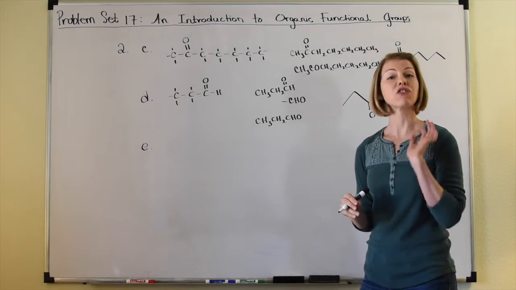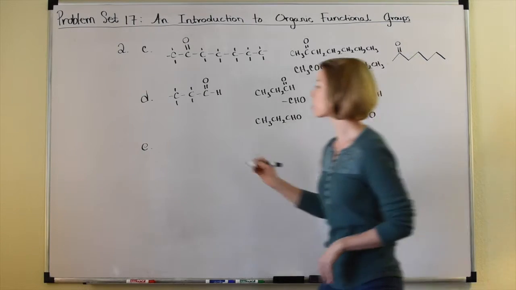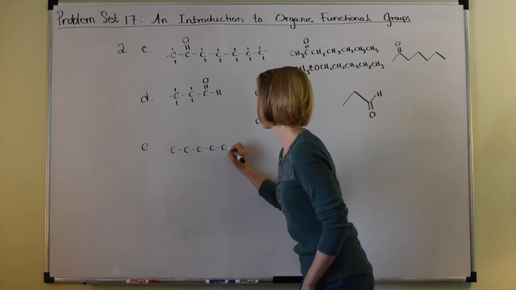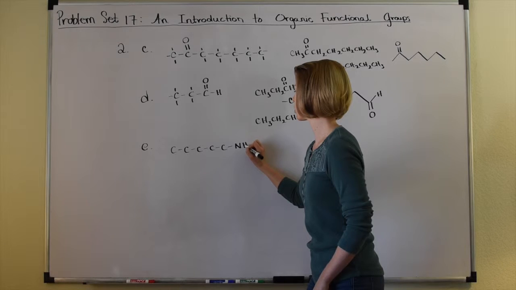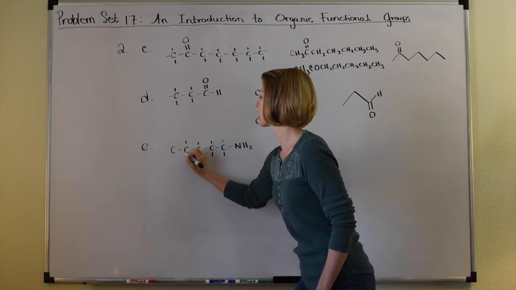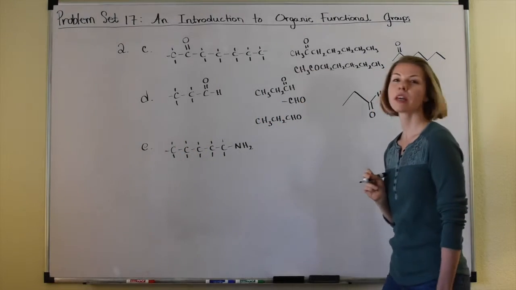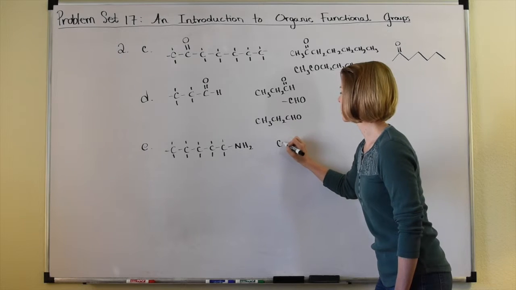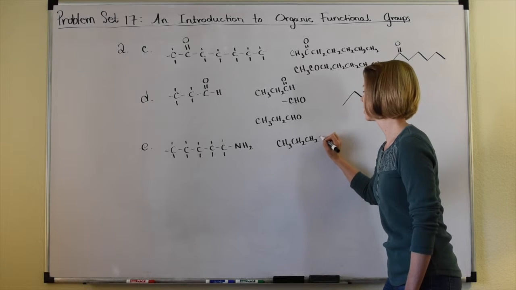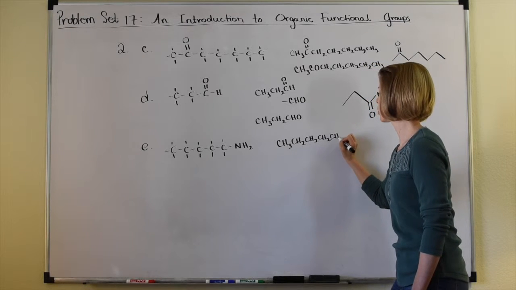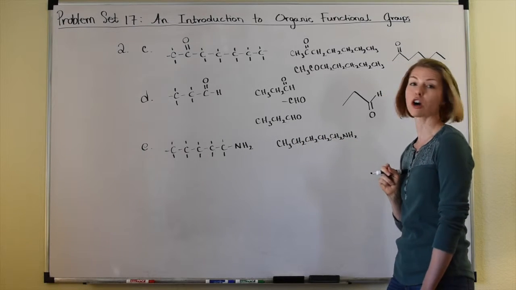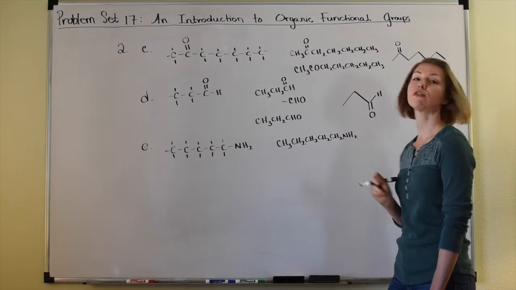Pentylamine. Pent is 5 carbons and it's an amine functional group. So 1, 2, 3, 4, 5, and then the amine is NH2, and I'm going to just draw in lines to all of my hydrogen. Okay. For a condensed structure, that would be a CH3, CH2, CH2, CH2, CH2, and the NH2. So 1, 2, 3, 4, 5 carbons for the pentyl and the amine functional group.